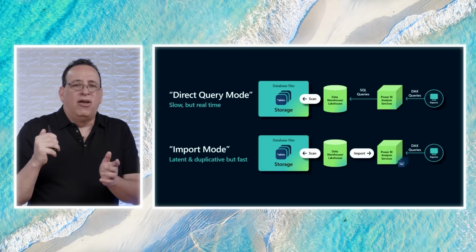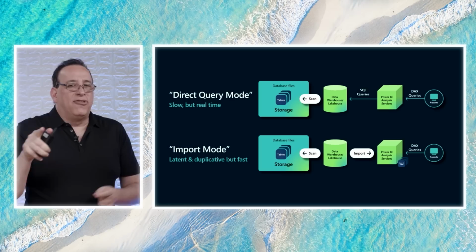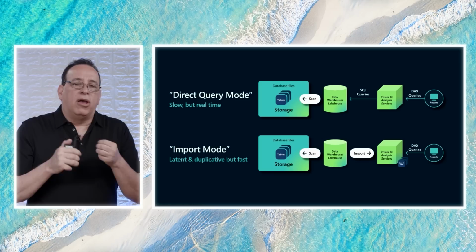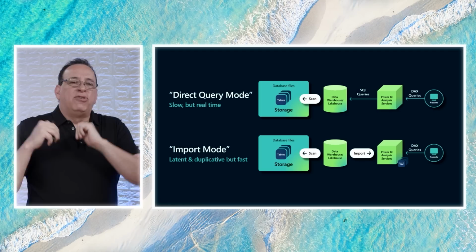So what almost everybody is choosing, 90% of choosing, is the second option. Second option is, hey, let's use the specialized BI engine that we have in Power BI. Let's import the data. So now the reports will work incredibly fast. So it's always kind of been the choice between slow or fast, but with duplication of data.